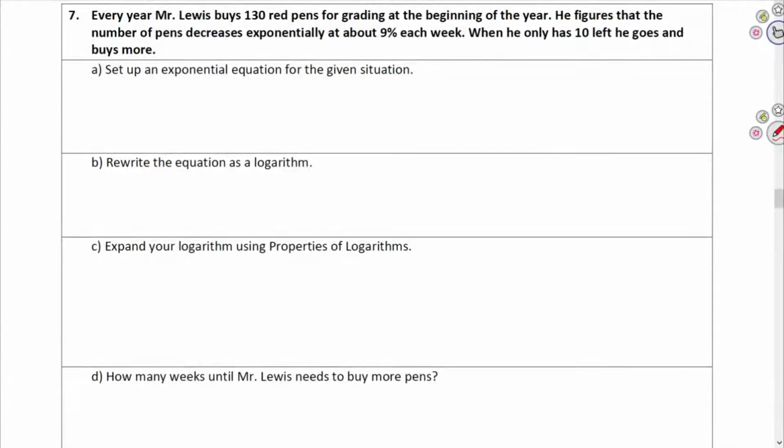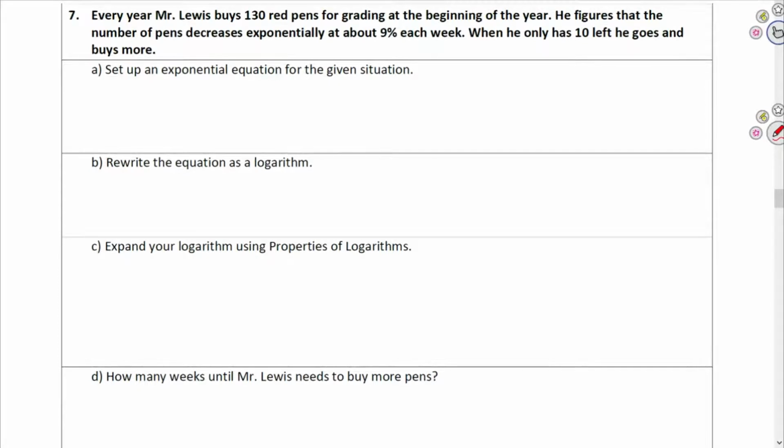Let's finish this video off with an applied problem. Every year, Mr. Lewis, that's me, buys 130 red pens for grading at the beginning of each of the year. That's actually not true, but I do usually buy more pens for grading. He figures that the number of pens decreases exponentially at about 9% each week. When he has only 10 left, he goes and buys more. So what's an exponential equation that would model this situation?